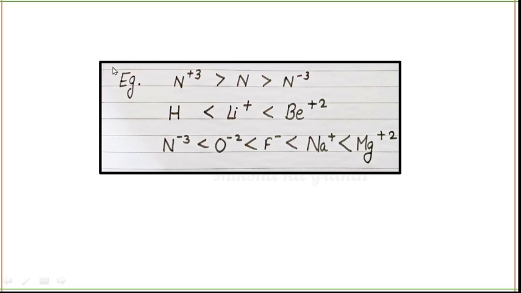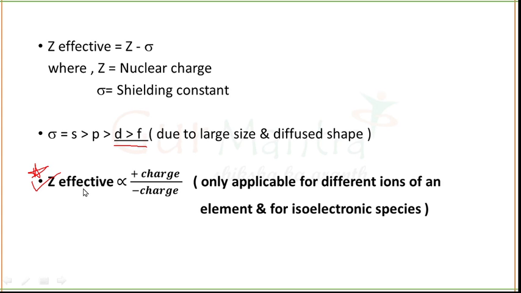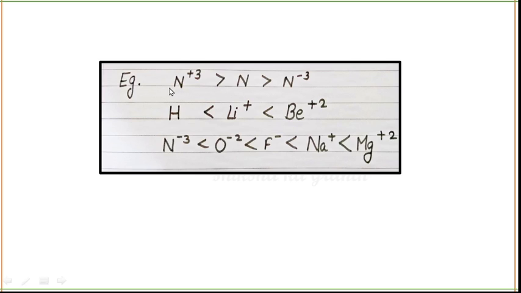As you can see, this is an example. The very first example is N+3, N and N-3. You have to give the order of Z effective. As we have seen in the previous slide, Z effective is directly proportional to positive charge, which means as you increase the positive charge, the value of Z effective will also increase. Therefore, the order is that the value for N+3 is much greater than that for N-3, because Z effective is directly proportional to positive charge and inversely proportional to negative charge.